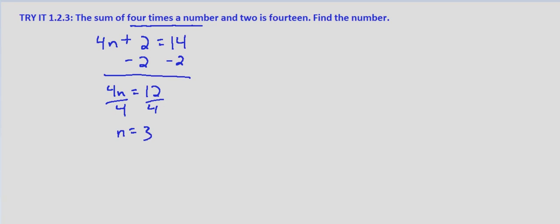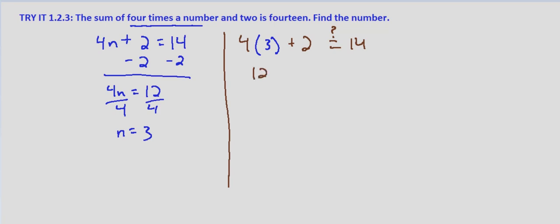Now to check that, we'll just substitute that back into our original equation. Is the sum of 4 times 3 and 2, 14? So 4 times, we got n equals 3, plus 2. Does that equal 14? This is 12 plus 2. Does that equal 14? And yes, 14 equals 14, so the solution checks.